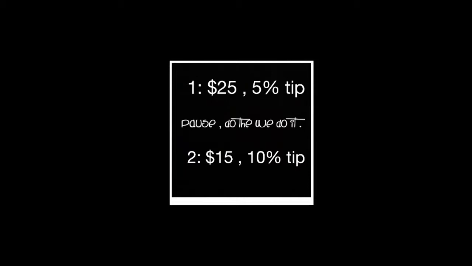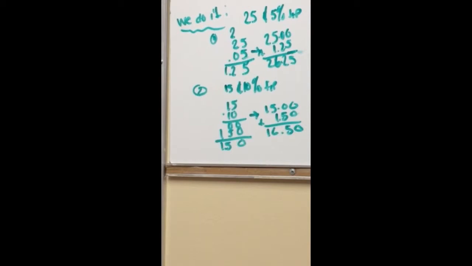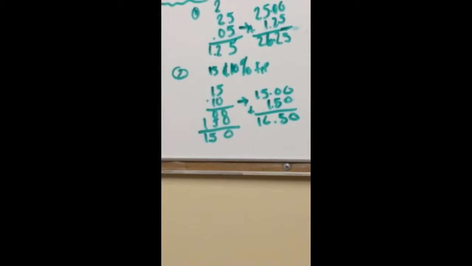Okay, number one, you do 25 times 0.05 equals 1.25. Then you add 25 to 1.25, you get 26.25. Number two, you do 15 times 0.10, you get $1.50. You add $1.50 to $15, and you get $16.50.